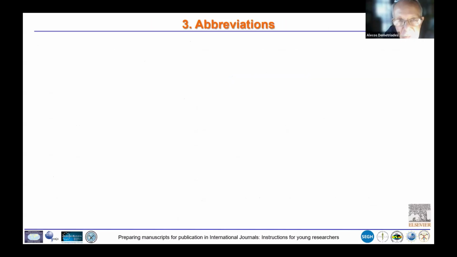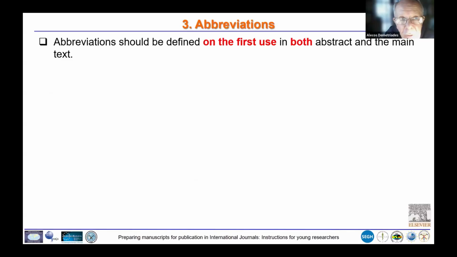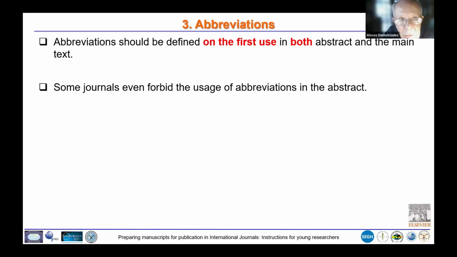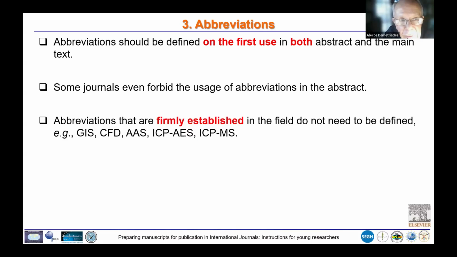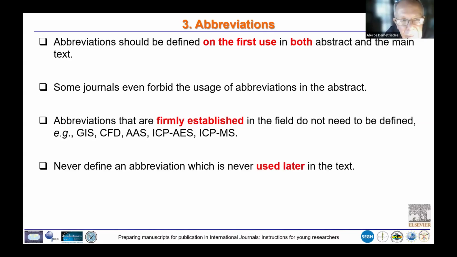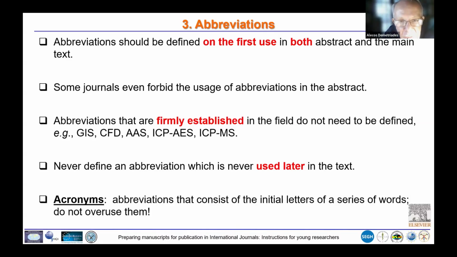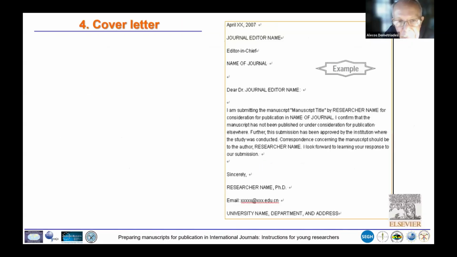Abbreviations. Abbreviations should be defined on the first use in both the abstract and the main text. Some journals even forbid the usage of abbreviations in the abstract. Abbreviations that are firmly established in the field do not need to be defined, for example, GIS, CFD, AAS, ICP-AES, ICP-MS. Never define an abbreviation which is never used later in the text. It's a waste of time. Acronyms. Abbreviations that consist of the initial letters of a series of words, do not overuse them.